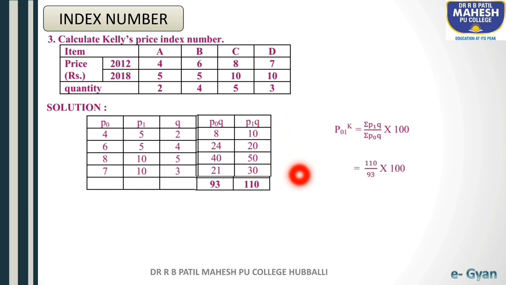Just substitute in the formula. Summation P1Q total is 110 and summation P0Q total is 93. So 110 divided by 93 into 100 gives P0 of Kelly's price index number as 118.28. This example is also very important. This question is repeated many times. This is a 5 marks question.